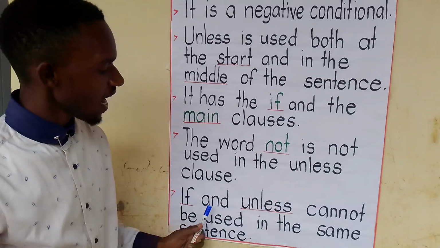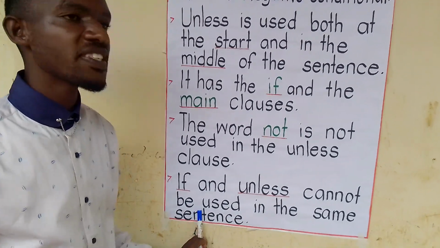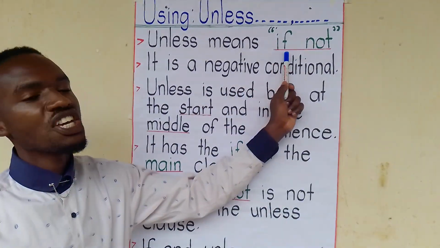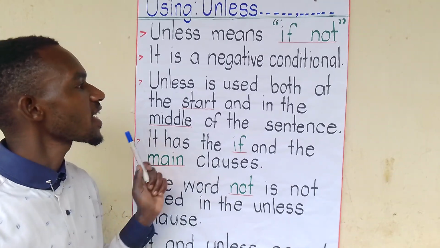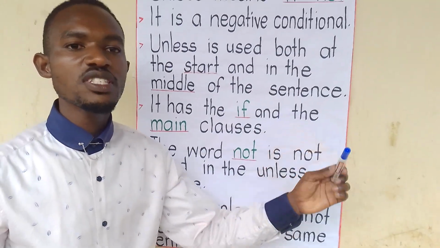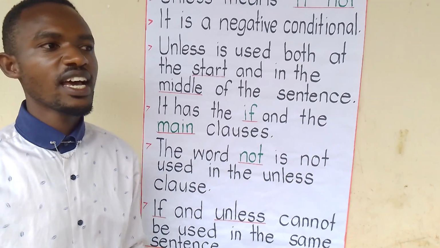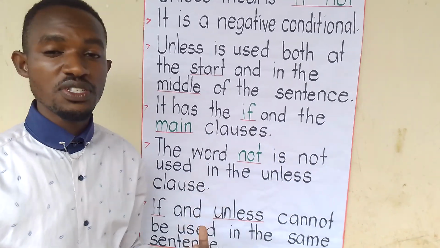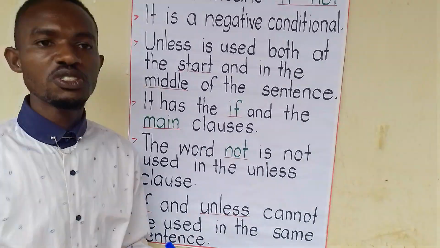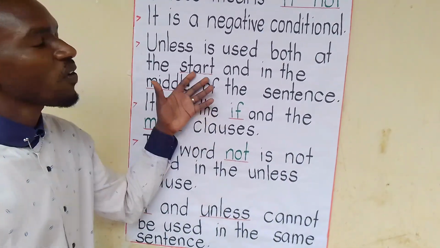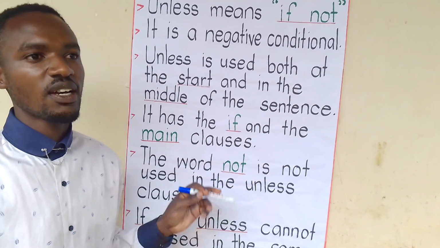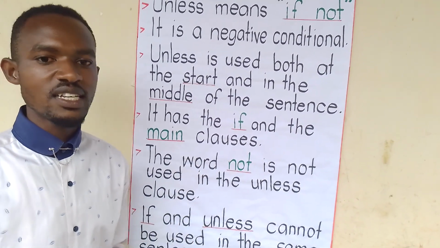Next, if and unless cannot be used in the same sentence. We have said in our first point that unless means if not. Therefore, we cannot use unless in the same sentence with if. If we are to use unless, we use it alone, and if we are to use if, we use it alone. So we have to keep it in mind that if and unless cannot be used in the same sentence. We are going to follow these guidelines to attempt some of the examples, and we shall use the same guidelines to attempt our activity.